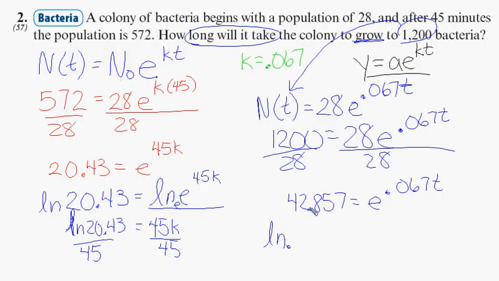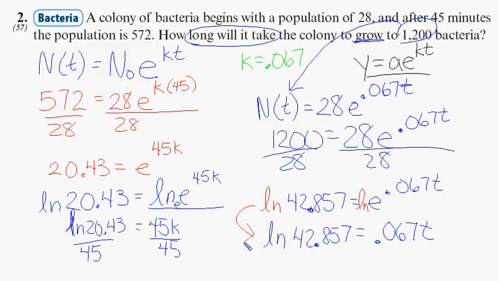So now I have the natural log of 42.857 is equal to. I'm just going to go straight to the fact that it's 0.067t. You understand what I did here? Let me just write it in here. Natural log, right? So that's how I was able to get from here to here. Now if you divide both sides by 0.067, you should have a time of approximately 56 minutes, I believe. Hopefully you got that.